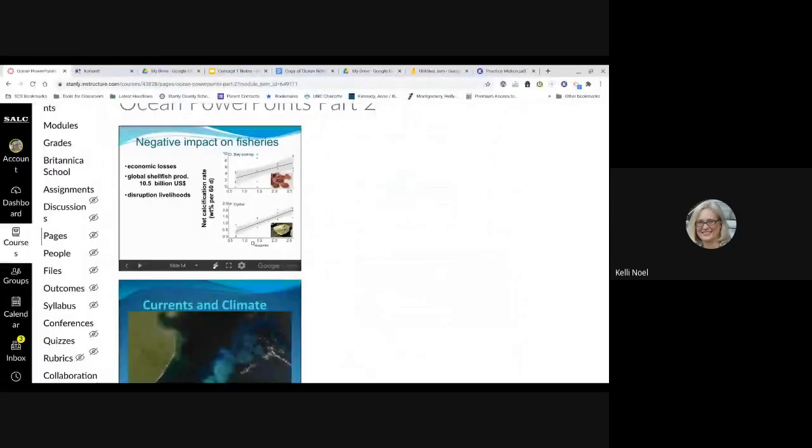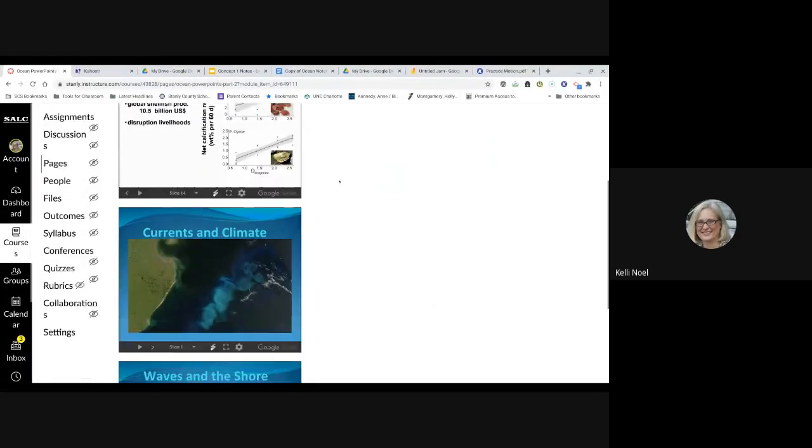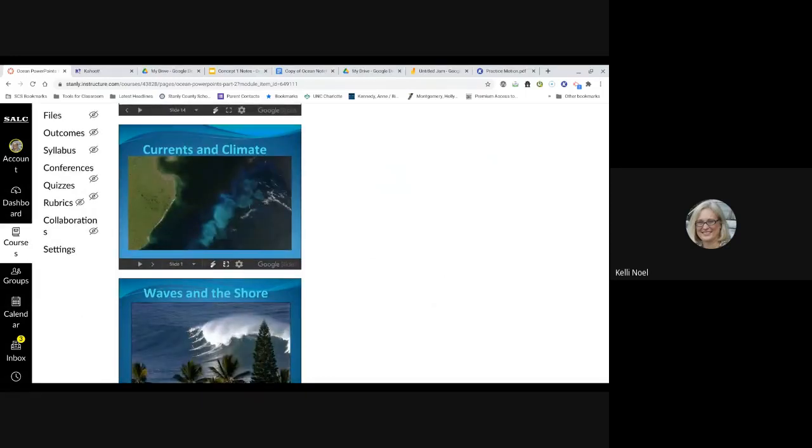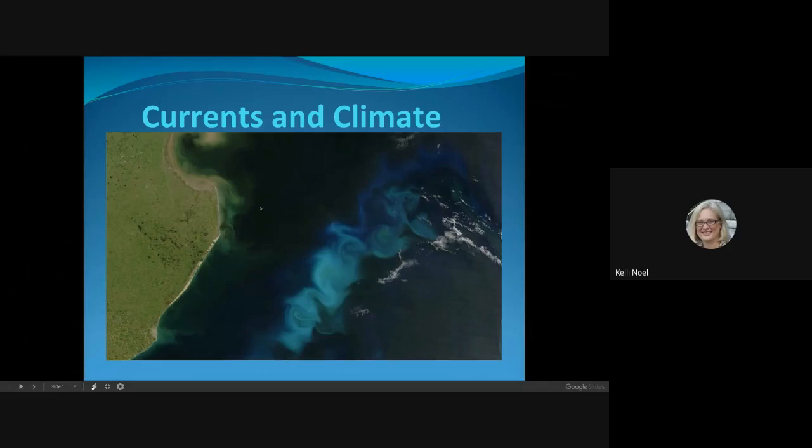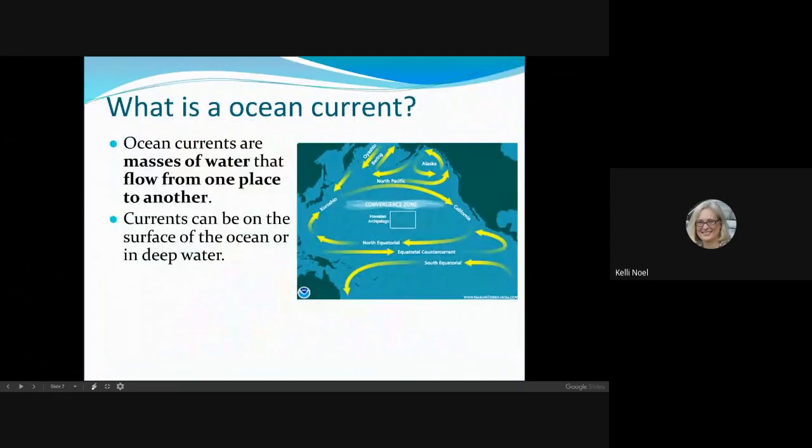Then we're going to open up the next one here. We're going to look at currents and climates. So you're going to take your paper and you're just going to flip it. And so we're going to first look at ocean currents. These are sort of masses of water that are going to flow from one place to the other. And here's sort of a picture of a couple ocean currents there. They can be on the surface or deep down in water.